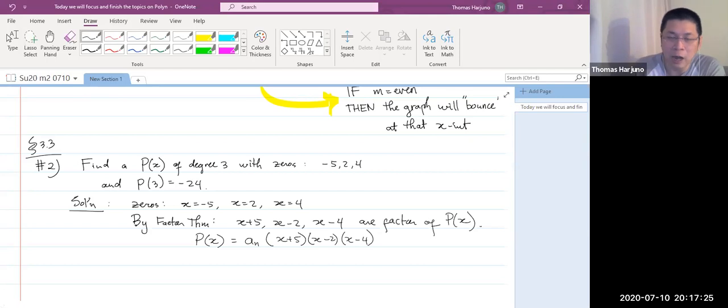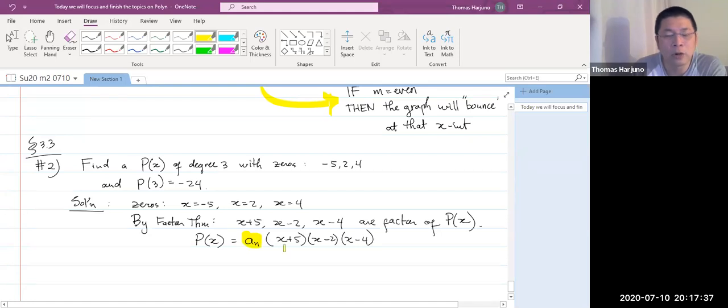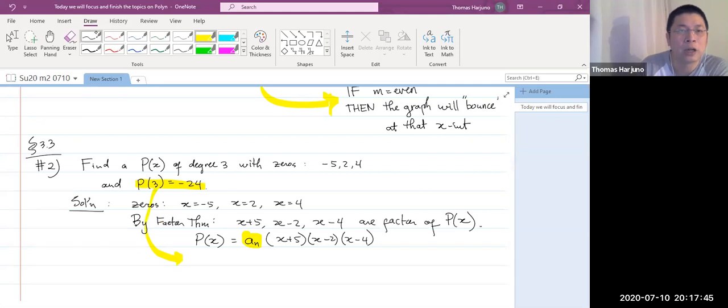Now notice that I now write the polynomial in factored form. Okay? Now the thing is, I still need to find this thing. It's already degree 3, but I still need to find the leading coefficient. Now I will use this point to help.